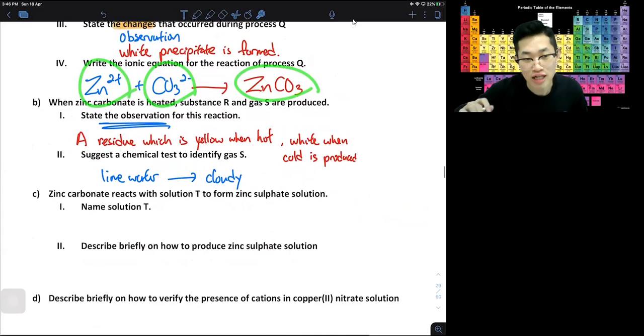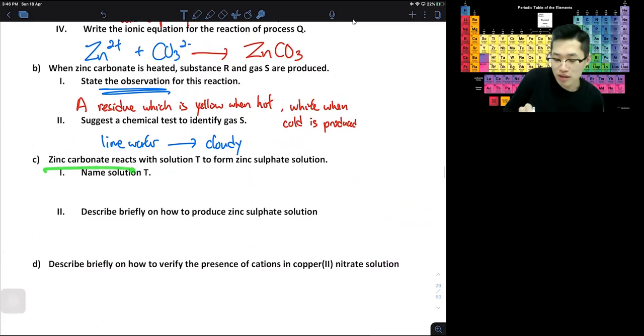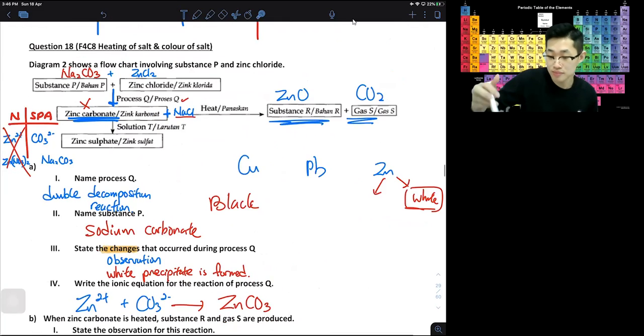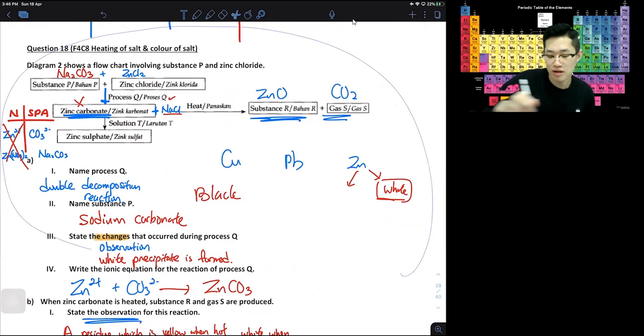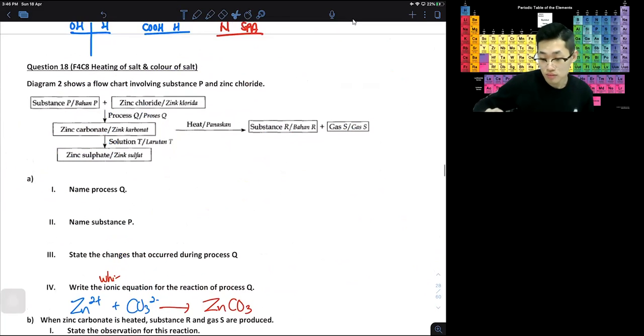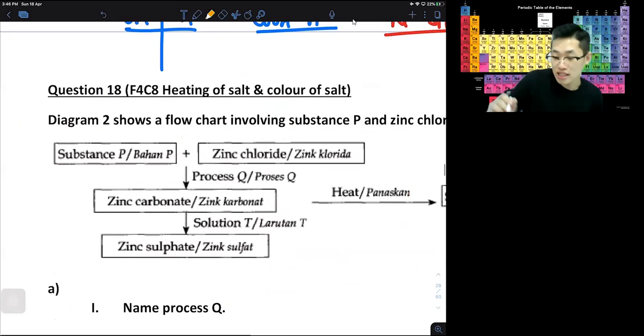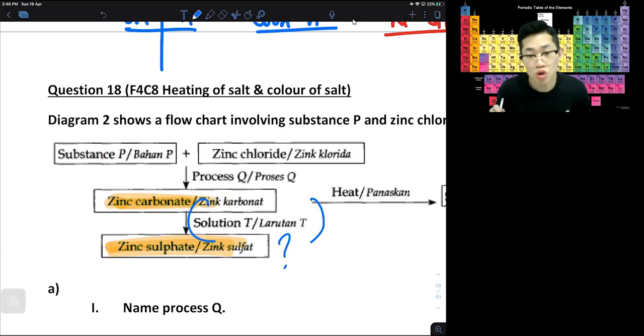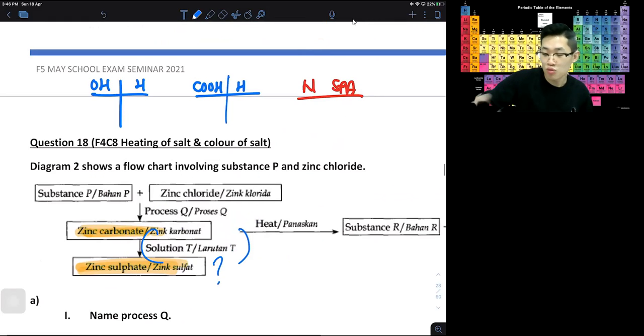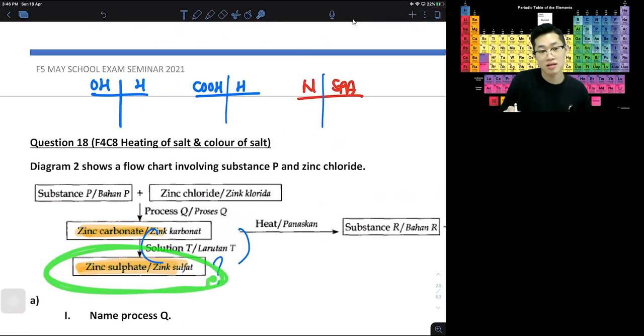Now you're going to try another one. They say zinc carbonate reacts with solution T to form zinc sulfate. Let me remove everything, very messy. They want to make zinc sulfate by using zinc carbonate plus solution T. So what is solution T? I wait for your answer. We want to make zinc sulfate. Please tell me solution T.